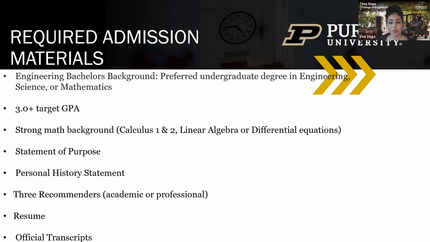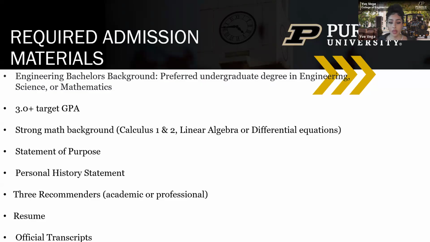So in order for you to be admissible, we do ask that you come in with preferably an engineering bachelor's, although we may admit students that come in from a STEM-related background as well if it is compatible with the program. We do ask that students come in with a minimum GPA requirement of a 3.0. We do ask that students come in with a strong math background, especially if you are a non-engineering student. This is going to be very important.